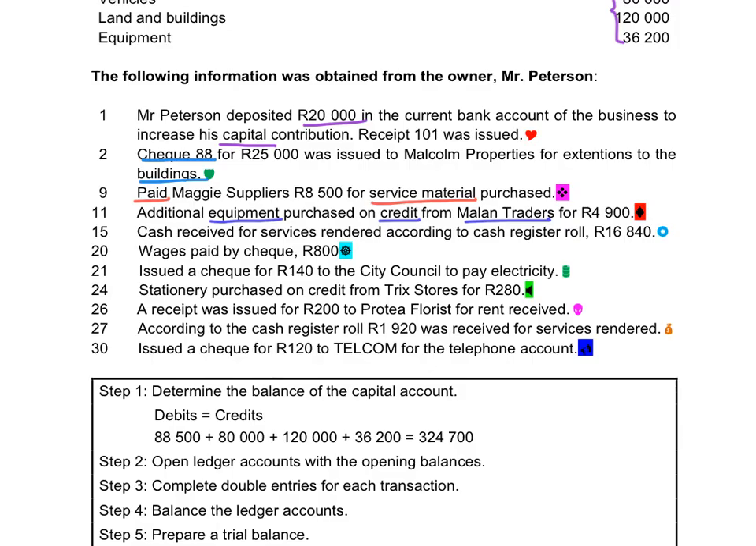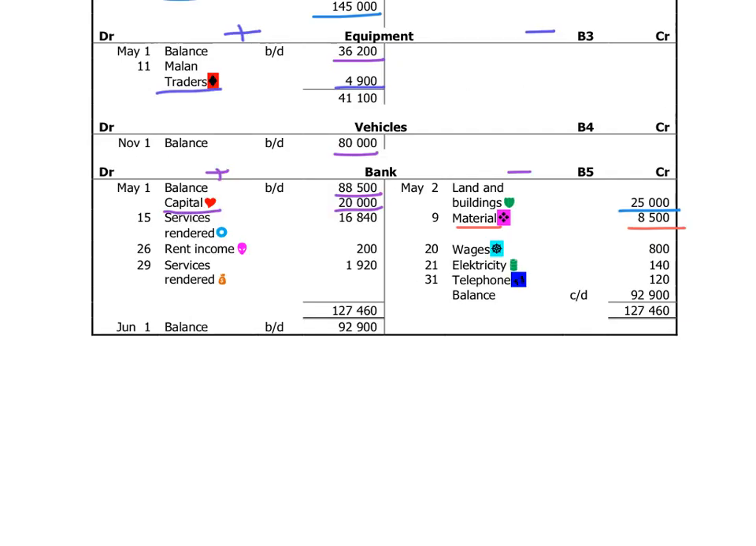Cash received for services rendered according to the cash register roll. We receive cash, so the one entry will be in the bank. Where did we get the money from? The services rendered. So services rendered will be my double entry. The bank account is debited with 16,840 because the money in the bank increased, and we will credit services rendered.